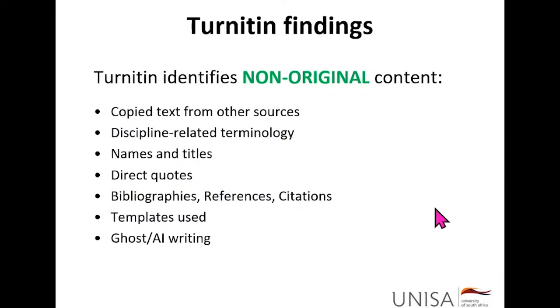That would include anything that is not original to you as an author. Obviously, if it contains copied text from other sources, that would be highlighted. But it is also going to highlight discipline-related terminology. It would highlight names or titles. It would highlight direct quotes. It can potentially also highlight matches in your reference lists, any form of ghostwriting or templates that might have been used. So that which is not original to you would be highlighted.